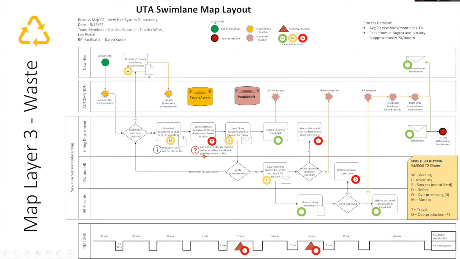This is motion. This is sources not being utilized. And so it's not always just, there's errors, but it's more of let's dig a little deeper. What is the waste? There can be more than one kind of waste for a different task box. We tend to try to focus on the primary one.